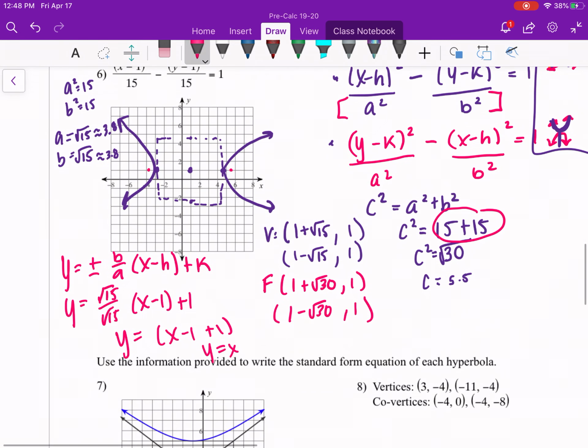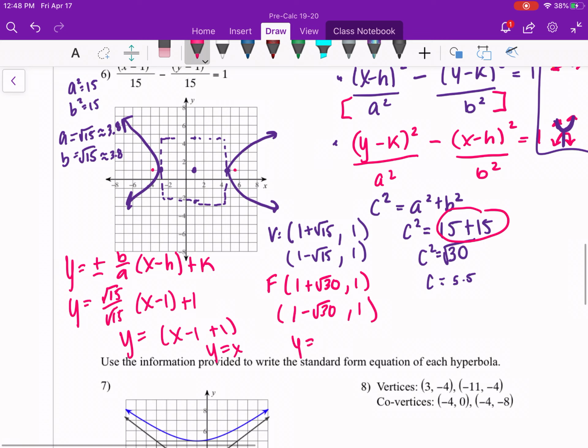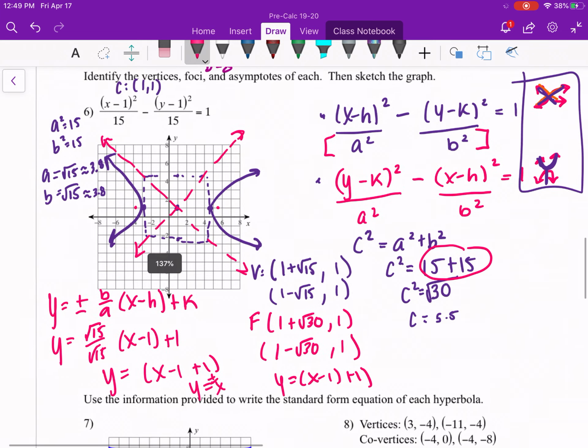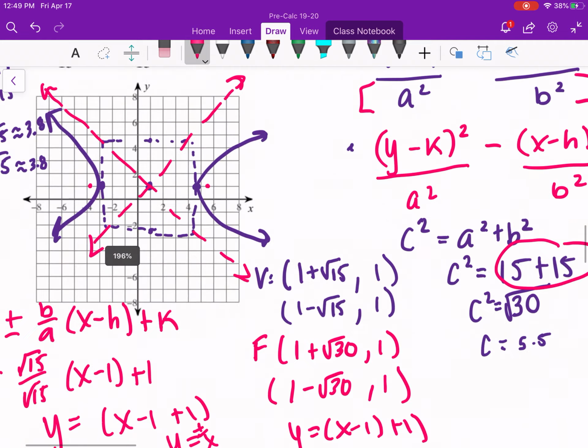If you left it like this, if you wrote y equals x minus 1 plus 1, that's not wrong. Again, global pandemic, we've got bigger fish to fry if you left it like that. But it is just plus or minus x. So we've got plus or minus x in that direction and plus or minus x in that direction. And those are my asymptotes, which force my parabolas to look the way they do. So that was a lot, but that was our first example.